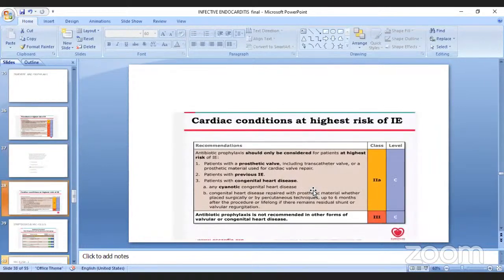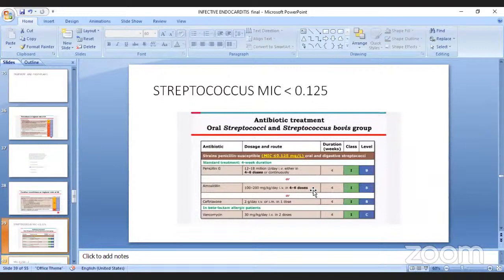Okay. Now, cardiac conditions at high risk of infective endocarditis. This is a very important thing, and you should know this. Antibiotic prophylaxis should only be considered for patients at high risk. I've already told you which dental procedures: a puncture in the oral mucosa, or gingival manipulation. Patients with a prosthetic valve, including a transcatheter valve or prosthetic material used for cardiac valve repair, and patients with a previous history of infective endocarditis should be considered very high risk. Patients with congenital heart disease, any cyanotic heart disease, should also be considered very high risk for infective endocarditis. Okay. With that, we come to the management.